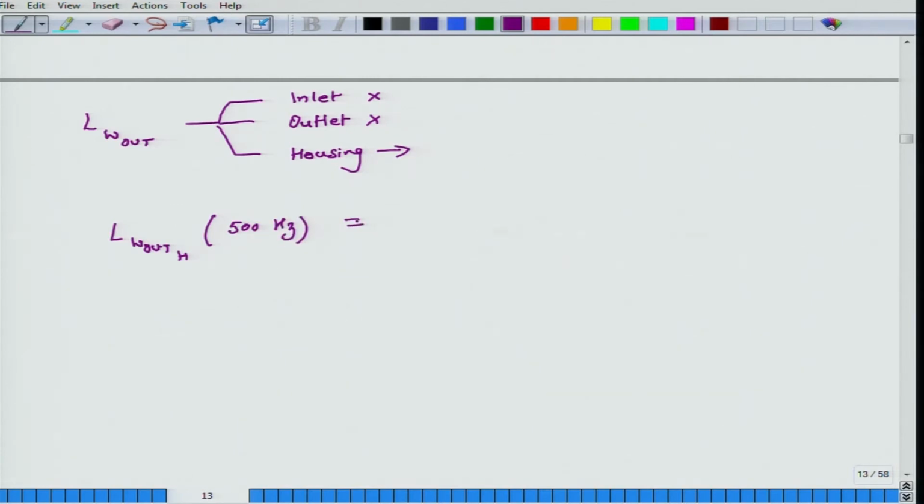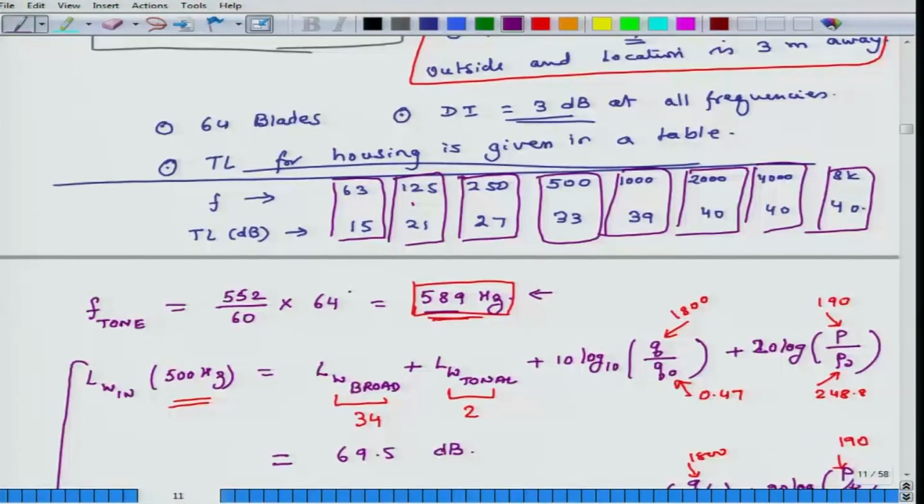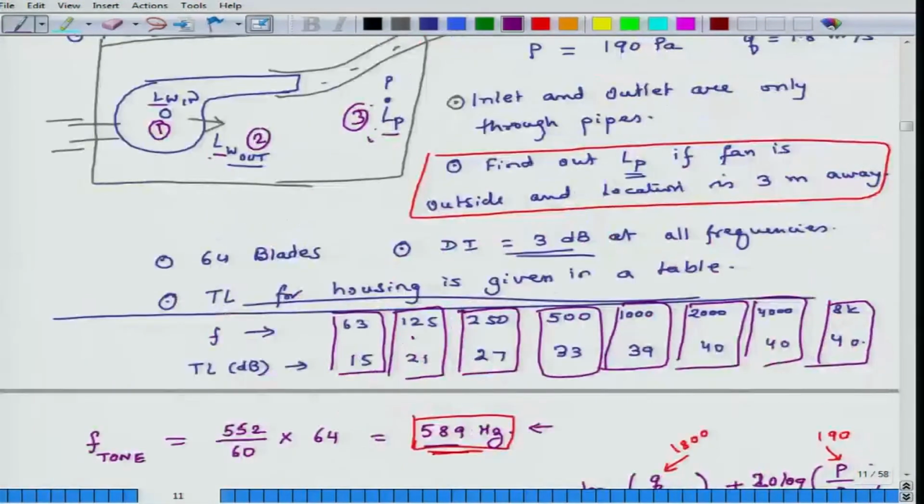Now, we had said that the housing is such that there is a transmission loss. When the noise travels from inside to outside, it falls by 15 decibels in the 63 hertz band. It falls by 21 decibels in the 125 hertz band. It falls by 27 decibels in the 250 hertz band, and so on and so forth. So, this transmission loss data is there.